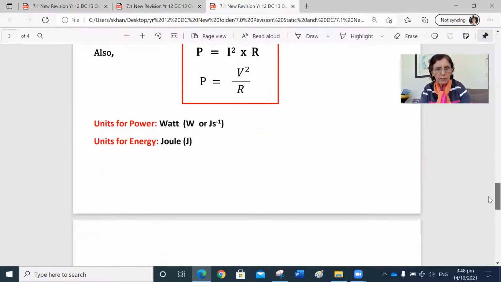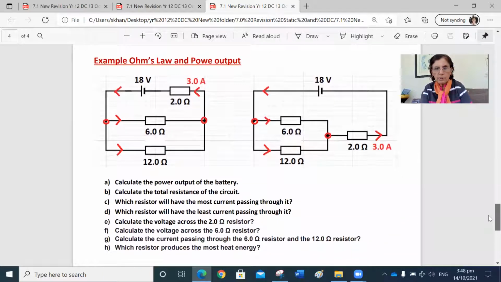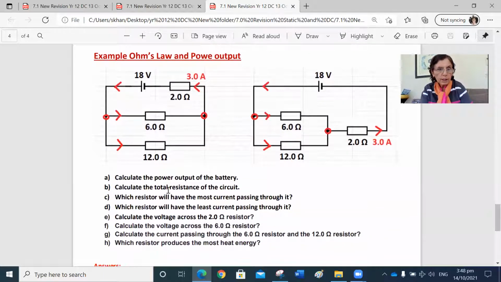Now we will look at one example to explain all of these. So let's say the circuit given will be something like that one.